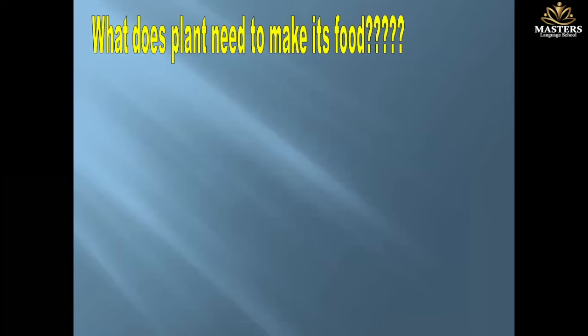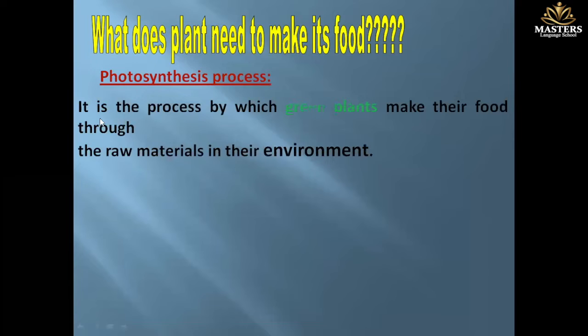What does a plant need to make its food? By the photosynthesis process. Super. It's the process by which the green plants make their food through the raw materials in their environment.